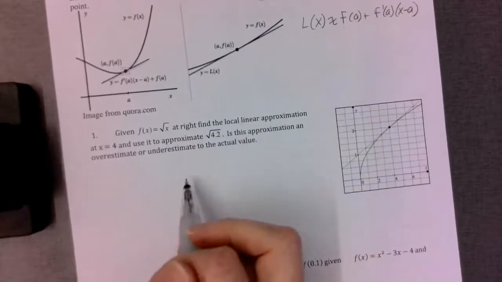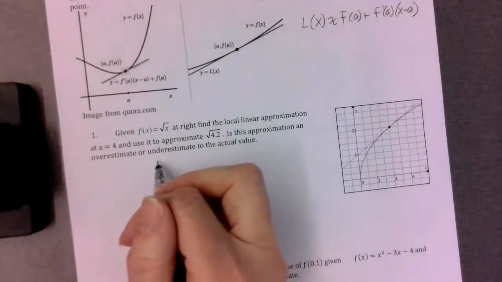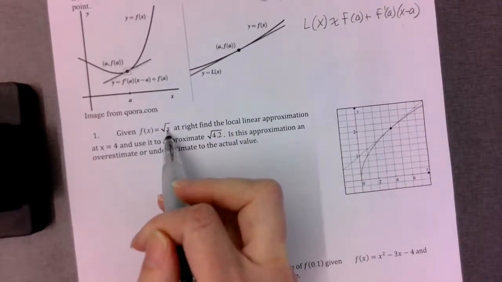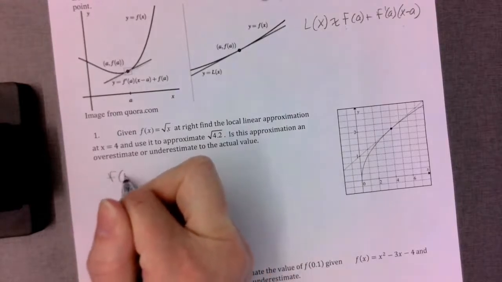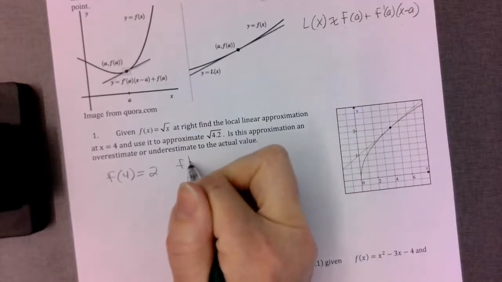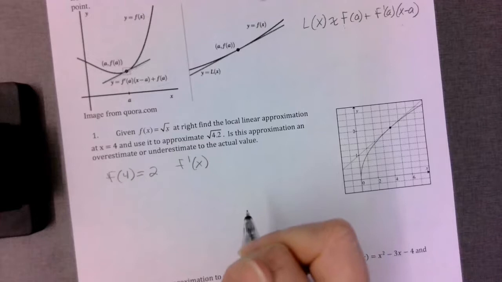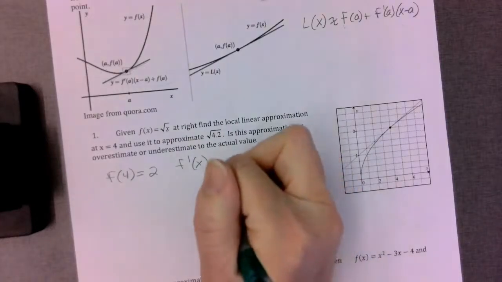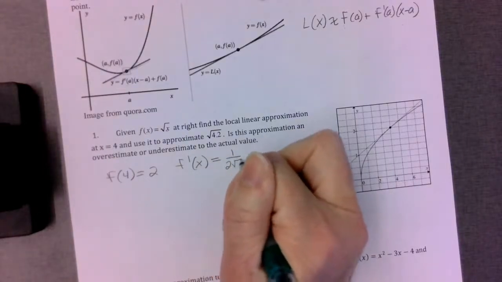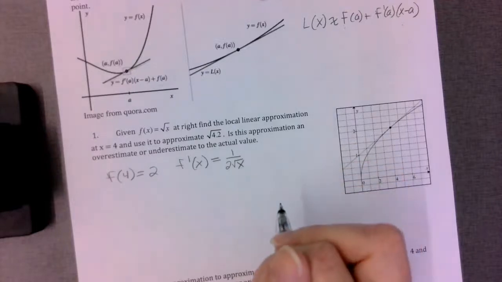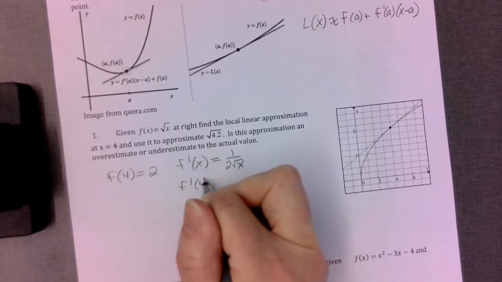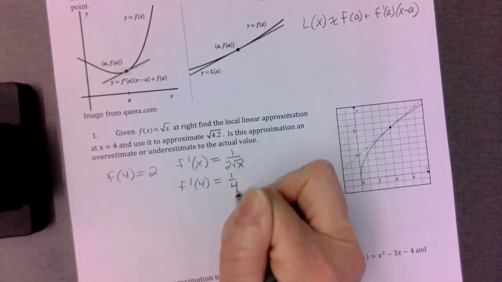How do we get the approximation? I need a point and I need a slope, and I'm going to use my point and slope at 4 because those are easy to work with in the square root function. So f of 4 is equal to 2. f prime of x is what I'm going to find first in order to find the slope at 4. f prime of x is 1 over 2 square root of x. That's coming from 1/2 x to the negative 1/2. f's derivative at 4 is going to be 1/4.